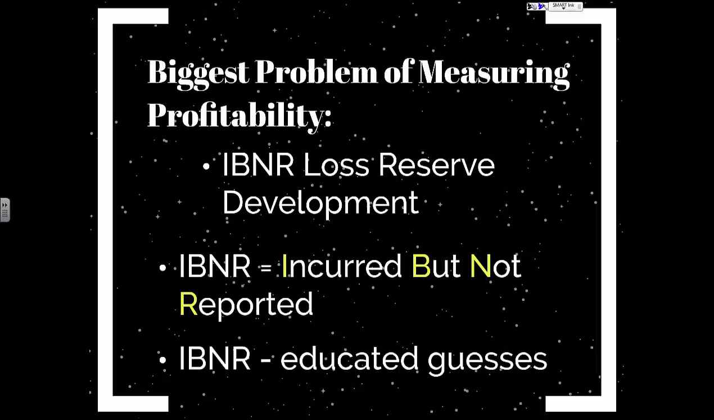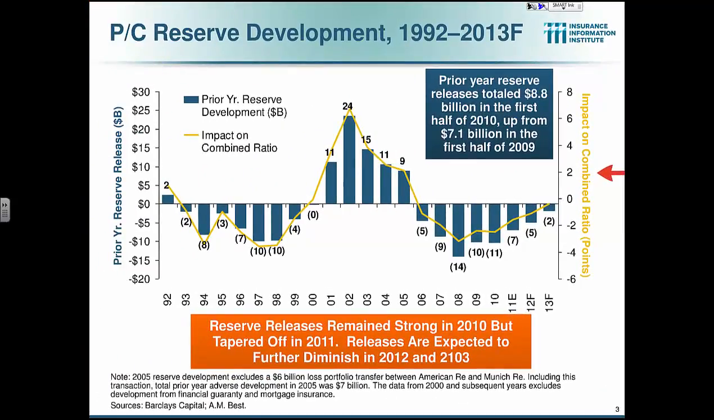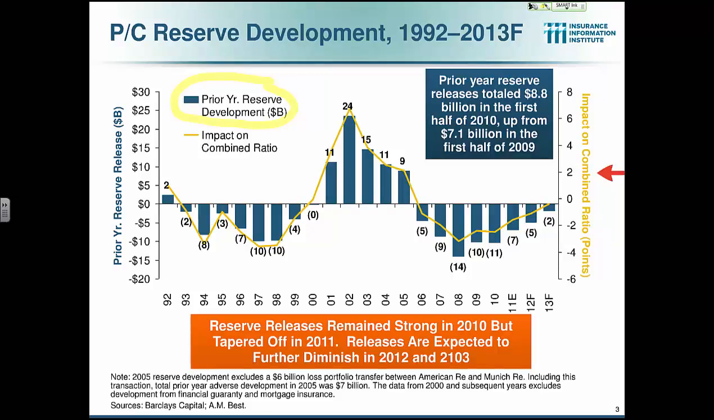IBNR reserves are basically just educated guesses about what the insurer should set aside in order to pay for future losses. They can be the biggest component of an insurer's loss reserves, and therefore, if they're not estimated properly, can dramatically overestimate an insurer's profitability, ultimately leading that insurer to be impaired. So this chart is useful because it maps the prior year loss reserve development and the impact on the combined ratio, which provides evidence of the relationship between reserves and combined ratios. And as we've already shown, combined ratios are directly associated with impairments or failure.